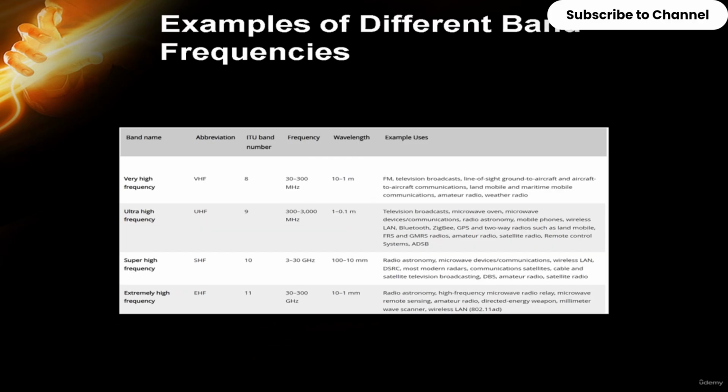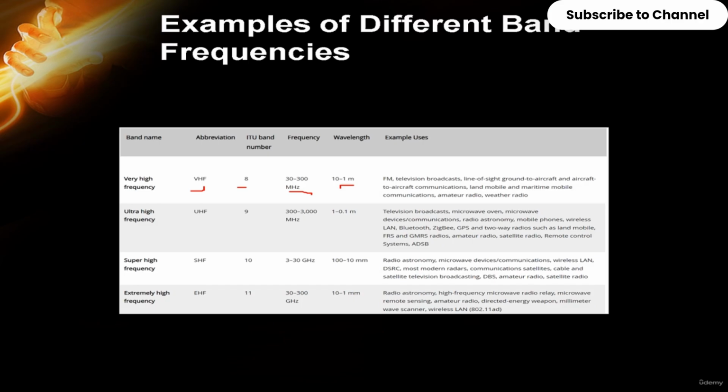Next, if we see the very high frequency, it is given the ITU band number 8 and it is abbreviated as VHF. The frequency range is 30 to 300 megahertz and the wavelength is 10 to 1 meter. It is used in FM, television, broadcasting, etc.